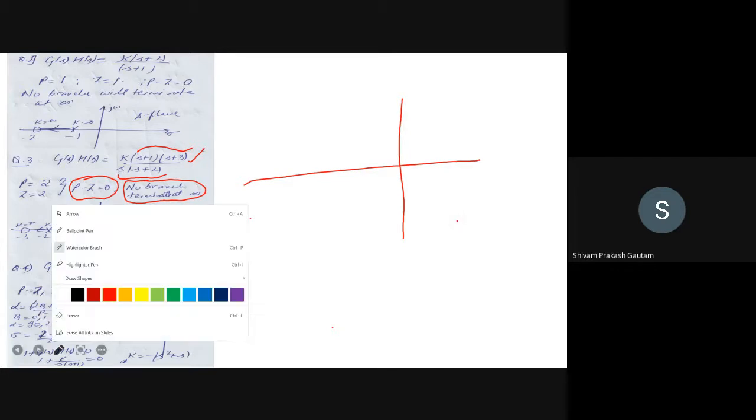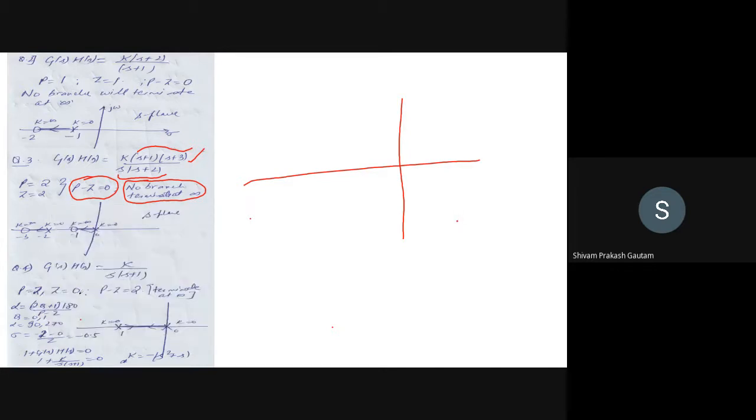Now what you can do, you can locate poles and zeros. So you can see there is one pole at origin, another pole at minus 2, one zero at minus 1, another zero at minus 3. So let us suppose this 0, minus 1, minus 2, minus 3.